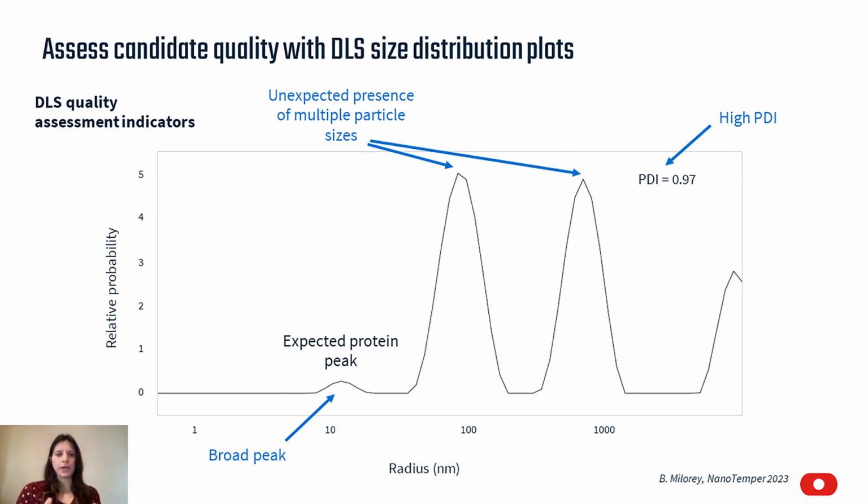Finally, the overall PDI is quite high at 0.97. All of this information together tells you that that's a very bad sample, and it's a good reminder of why we don't leave protein samples out at room temperature.